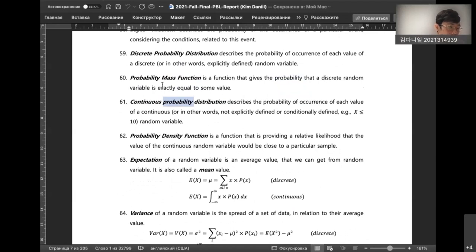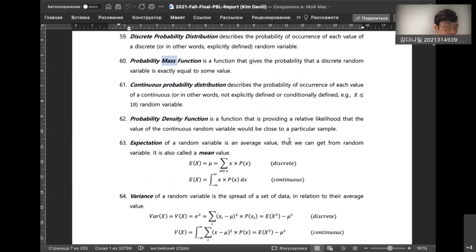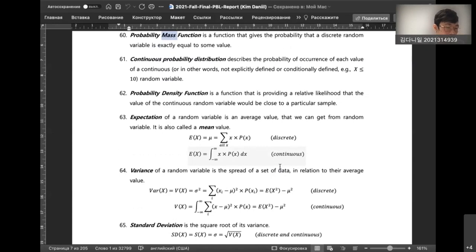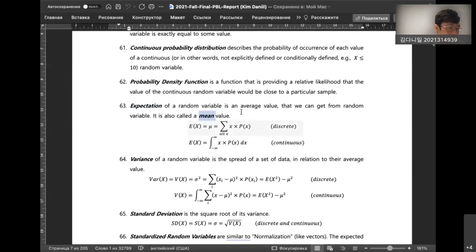And we have the continuous probability distribution that also describes the probability of a continuous random variable. In comparison with the discrete probability distribution, we have not a probability mass function, but rather a probability density function that doesn't really give an exact probability, but it gives you a relative likelihood that some value can result. Then we learned the expectation, and some people call expectation a mean value because it's just an average.